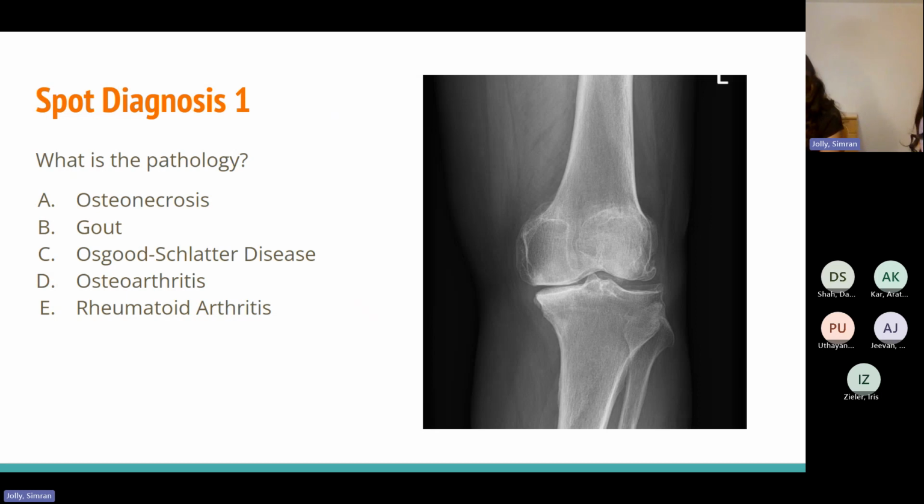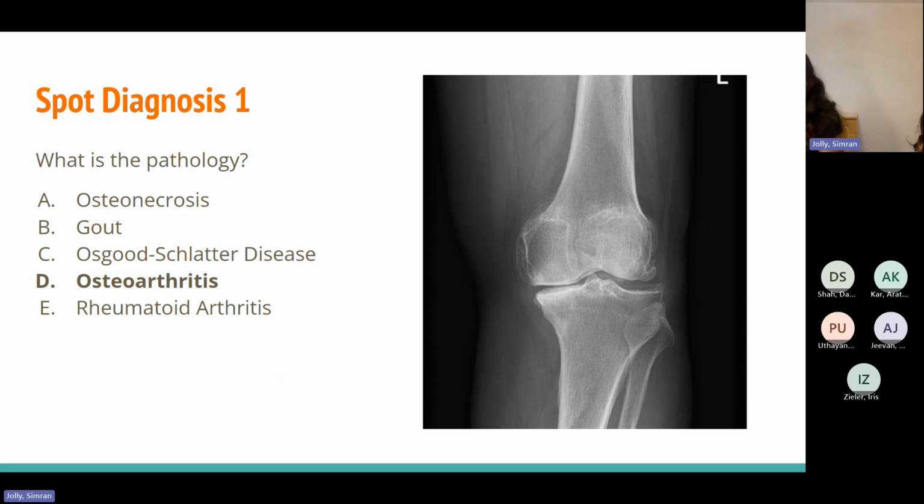Okay, this is just some spot diagnosis. Does anyone want to take a guess? If not, that's fine. I can go through it.